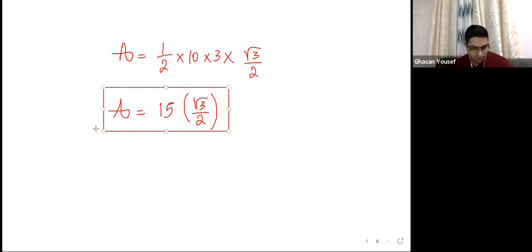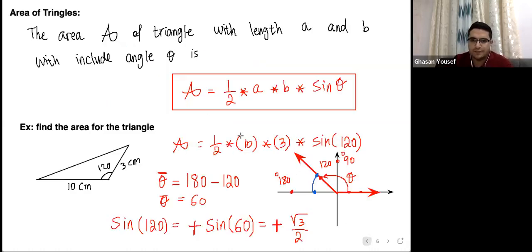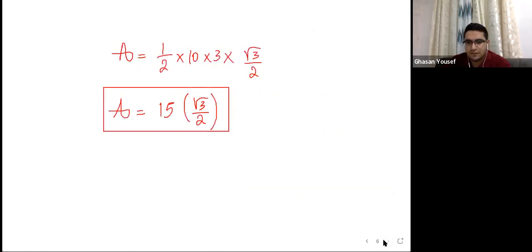Any questions? No questions. So again, this is the reference angle, and this is the angle. Okay, this is what you should know about this section.